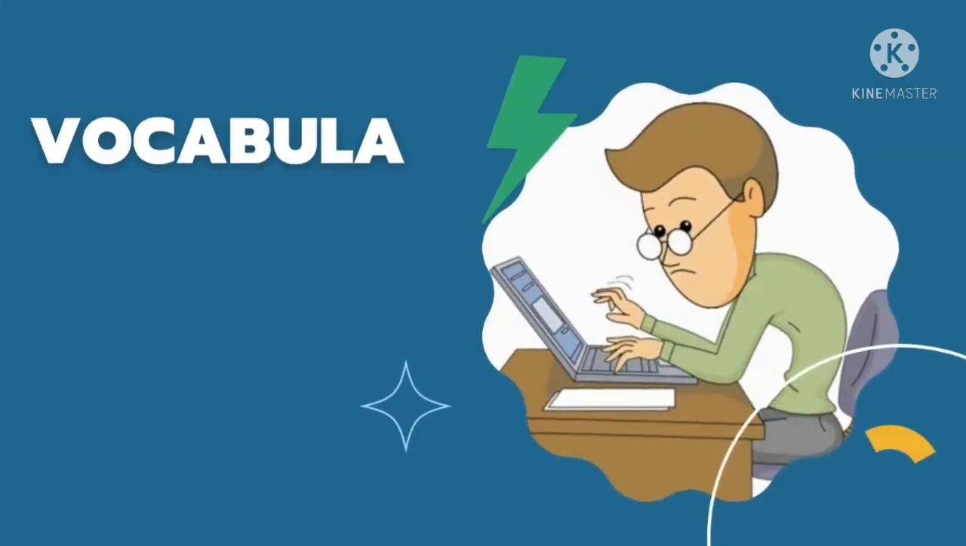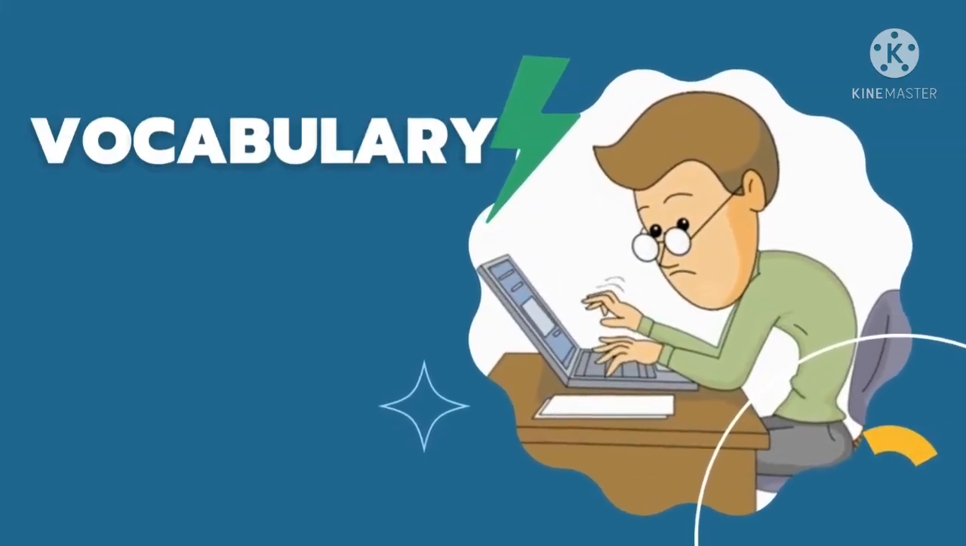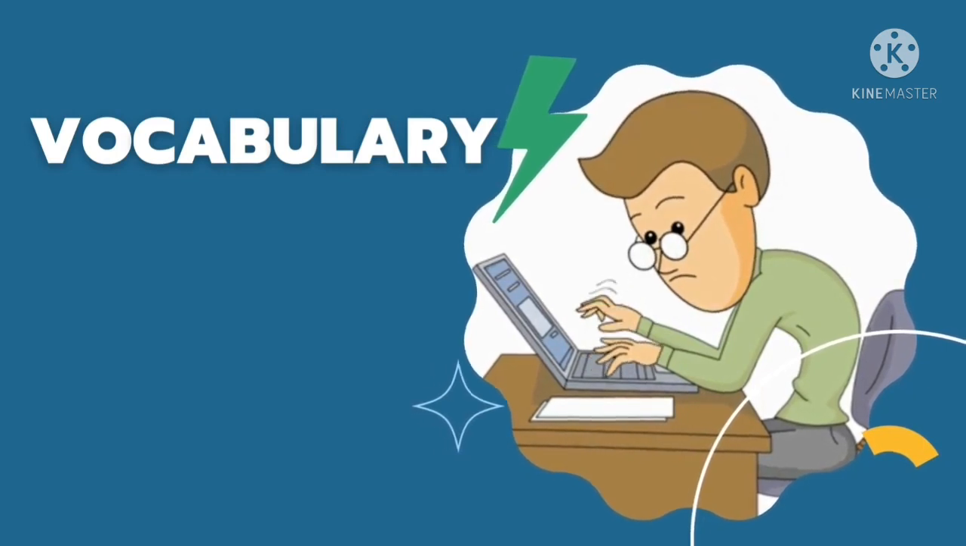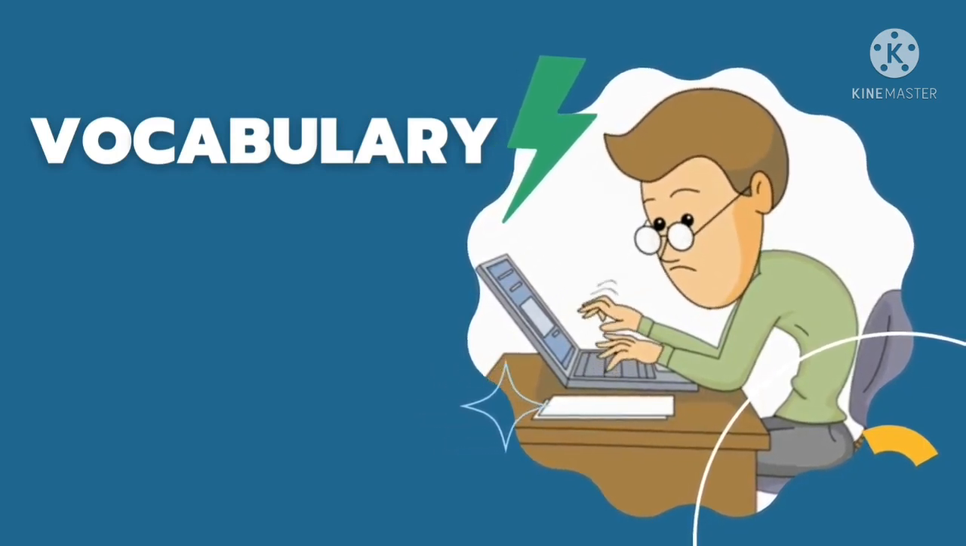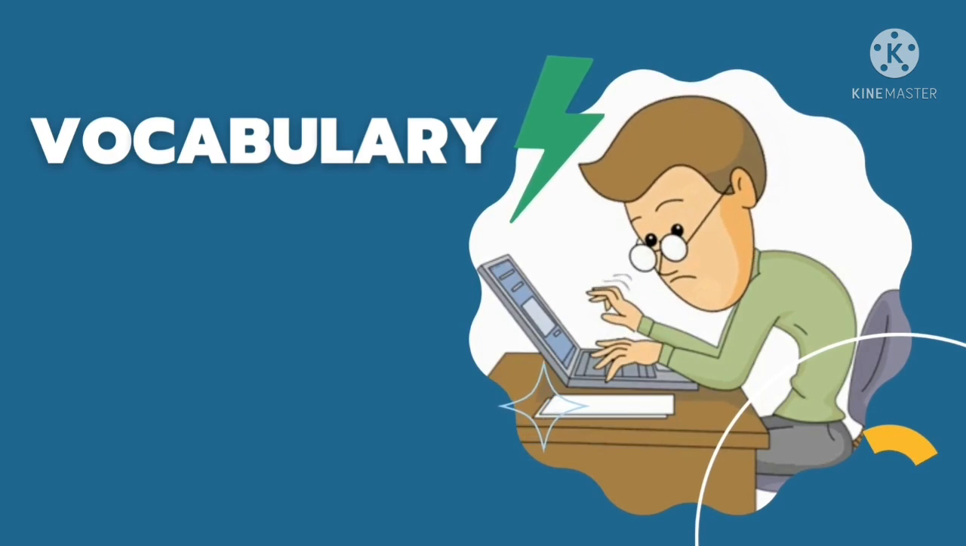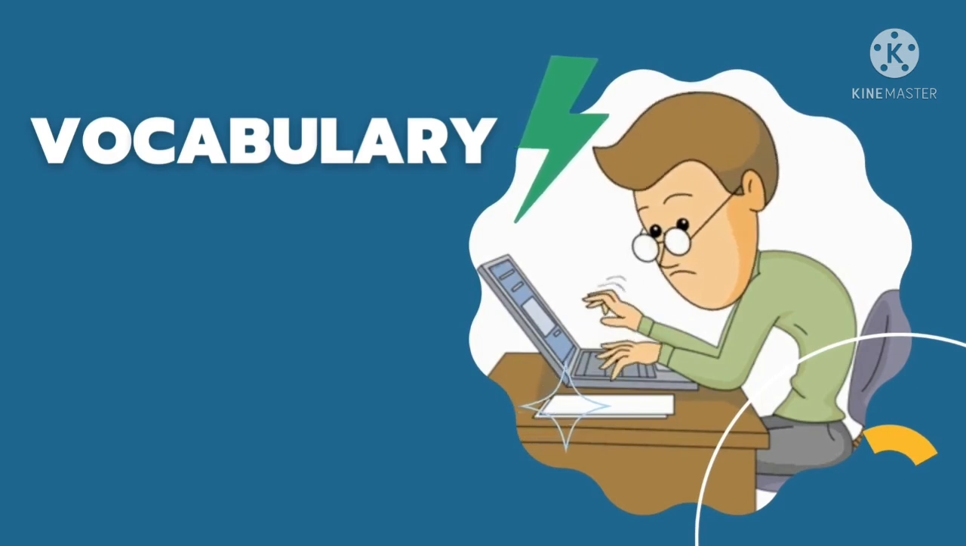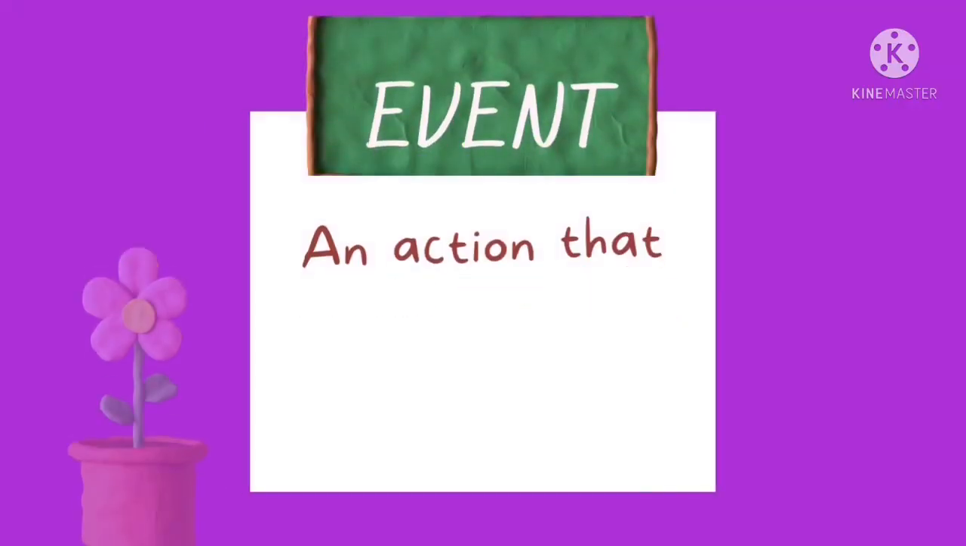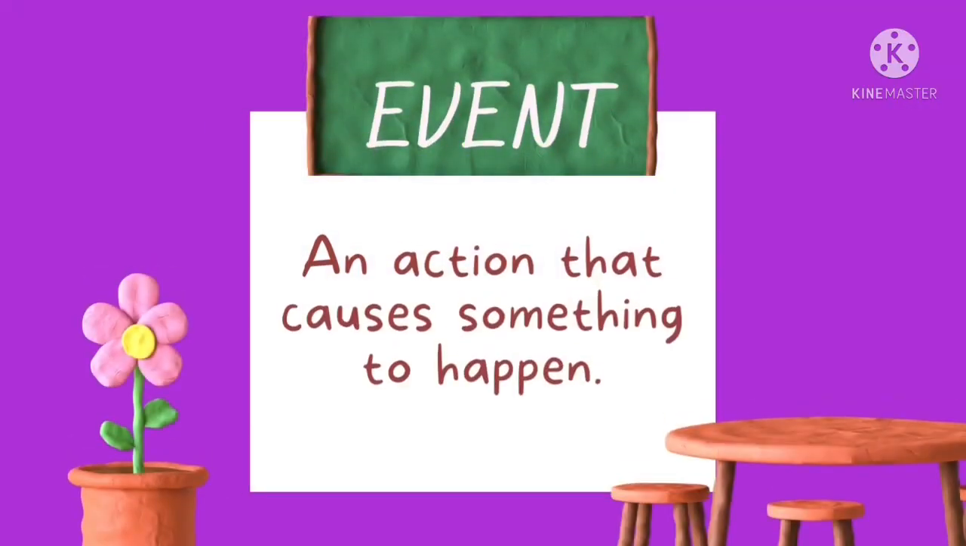So before we dive right into the lesson, let's take a look at some new words for today's class. The very first word we're going to review together is events. Do you know what events are? An event is an action that causes something to happen. So in computer science, when we talk about events, we're referring to an action that causes something to happen.